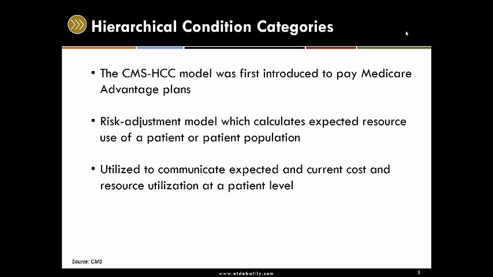The CMS HCC model was first introduced to pay Medicare Advantage plans. When the Medicare Advantage plans were first in talks and development, it became very obvious that when the plans would receive their per member per month payment for every member they cover, it would be to their advantage if they took in only healthy Medicare patients. That was not the intent or the aim of the Medicare Advantage plan, so CMS early on recognized they needed to develop a risk adjustment system to pay these plans based on the complexity of the patient.